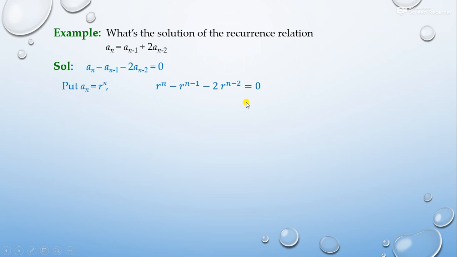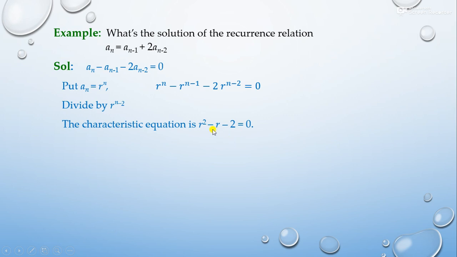Now what do you do next? The next step is to divide this by r^(n-2). When we divide by r^(n-2), we get the characteristic equation, and that is r squared minus r minus 2 equal to 0. So this is the characteristic equation of the given recurrence relation.